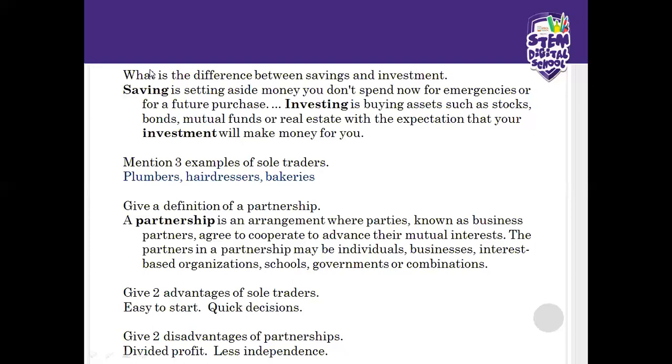All right, in the meantime, the last question, give two disadvantages of partnerships. So it's for 2 marks. The two that I've taken is that the profits must be divided between the partners, and then they have less independence because there is not only one person involved now, there are many partners involved, so they have less independence. So two disadvantages of partnerships for 2 marks. The two that I've chosen is divided profits and less independence. But again, if you're not sure, please ask.